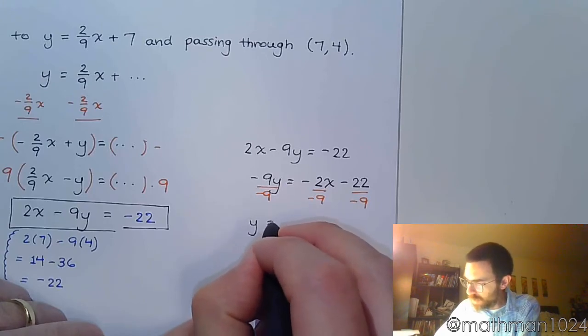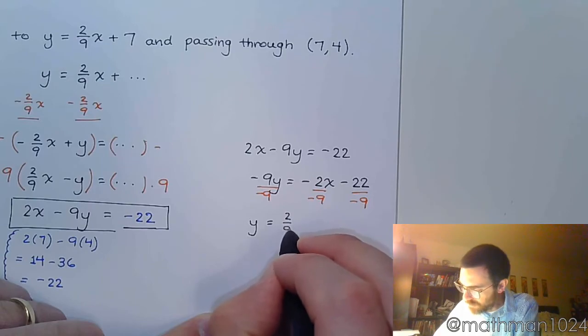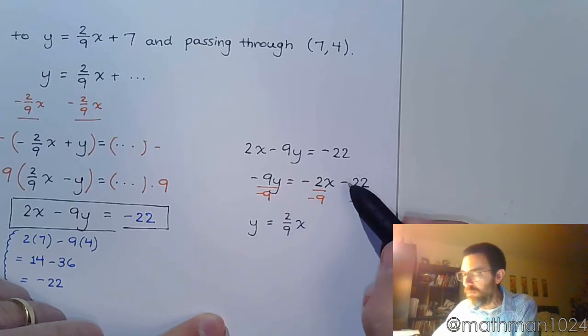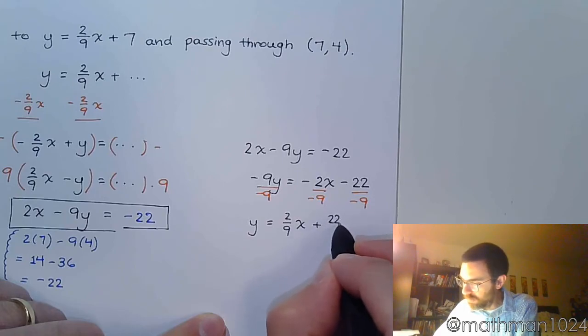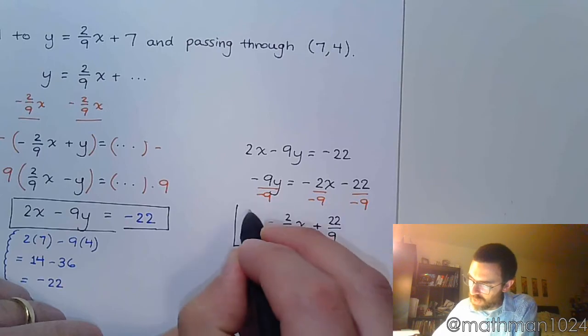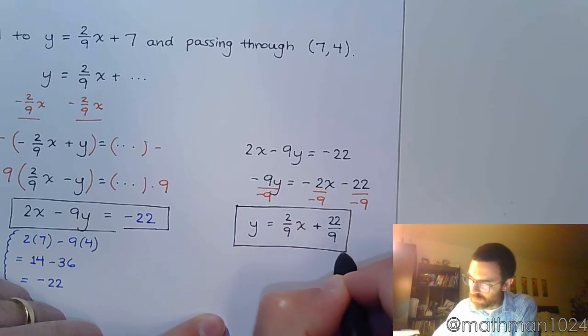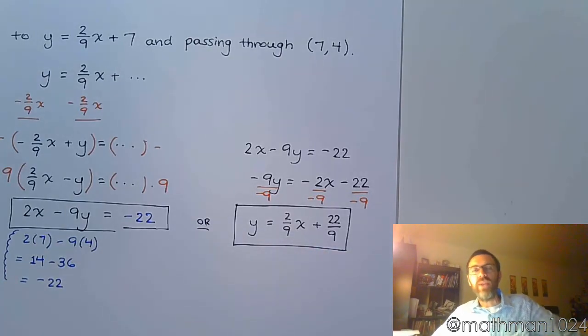So we get y is equal to negative divided by negative is a positive, so positive 2/9 x. Negative divided by negative makes that a positive 22 over 9. So if you were doing a test for me, either of these answers is perfectly fine, because I don't care if it's in slope-intercept form or standard form. It just has to be one of those. But in my math lab, I'll make sure that you read and pay attention.